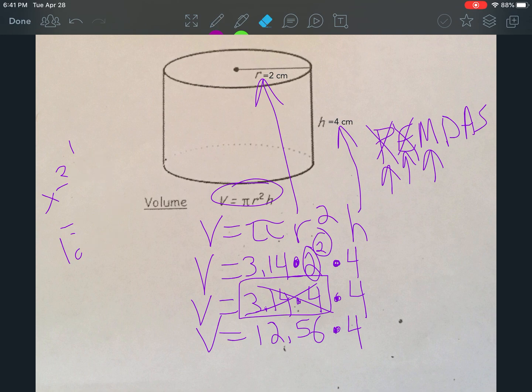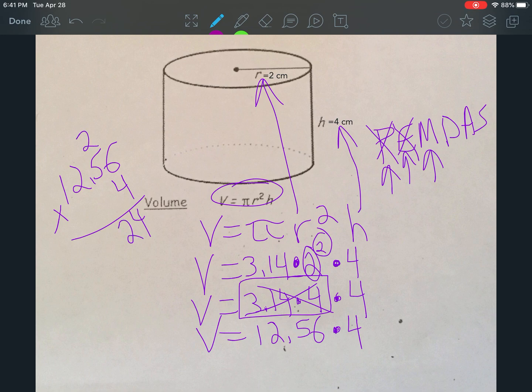So again, we want to have a different area for our workspace. We take our 12 and 56 hundredths, and we multiply it by our 4. So 4 times 6 is 24, carry the 2. 4 times 5 is 20, plus 2 is 22, carry the 2. 4 times 2 is 8, plus 2 is 10, carry the 1. And 1 times 4 plus 1 is 5. Then we have again 2 spots to the right of the decimal here, so we go over 1, 2, and put our decimal in there. So now we have V equals 50 and 24 hundredths.